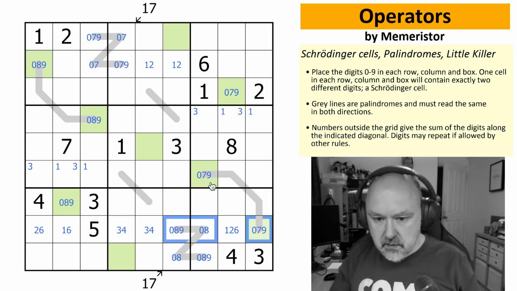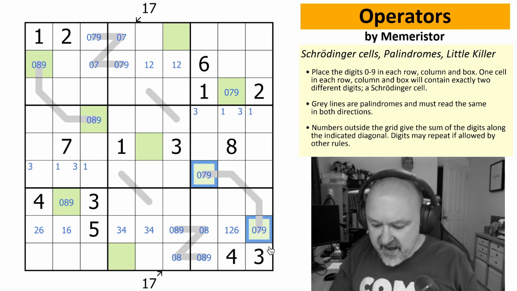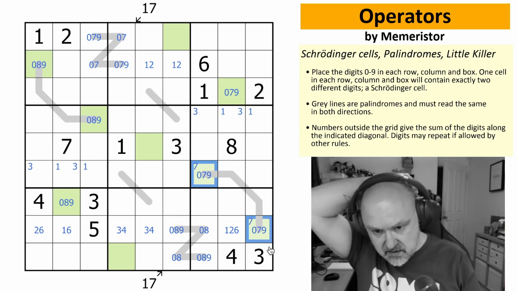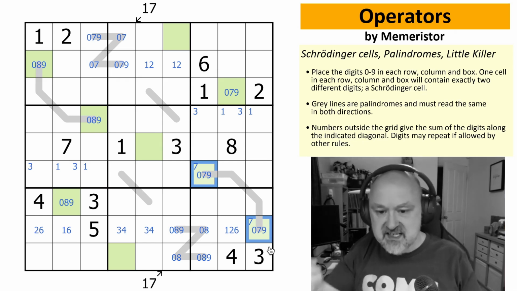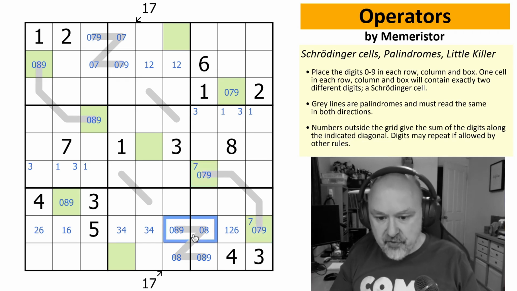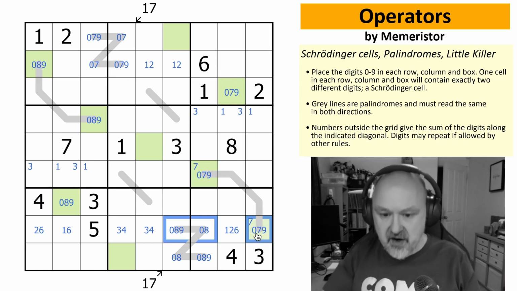So this must be a 7. There's nowhere else I can put a 7 in the box. This is absolutely a 7. How the heck do I mark that? Do I just do a single 7 in the box and go, that is a 7? That must be a 7. And therefore, with this 7, this is a 0, 8, 9 triple.